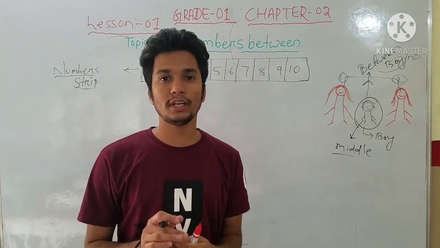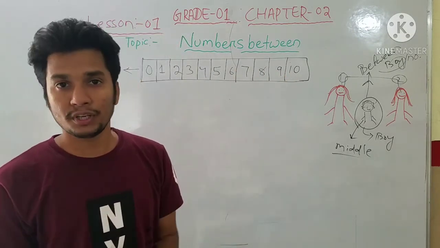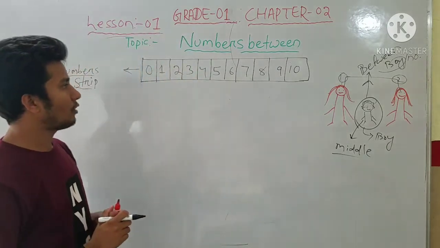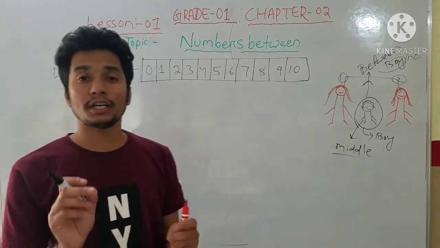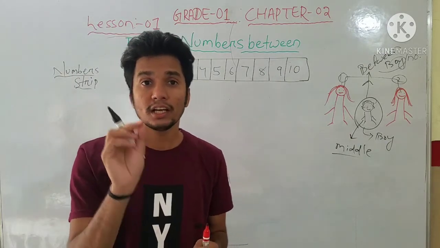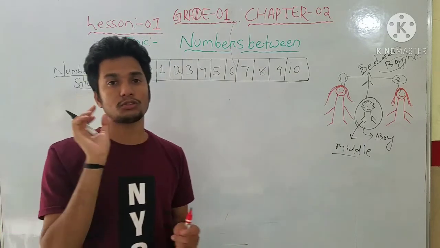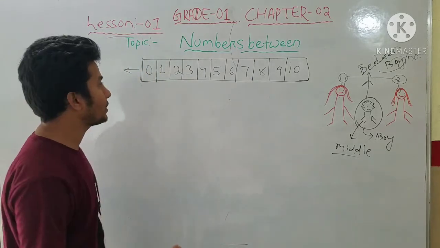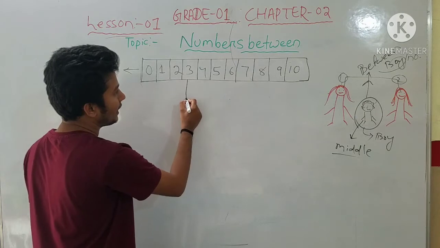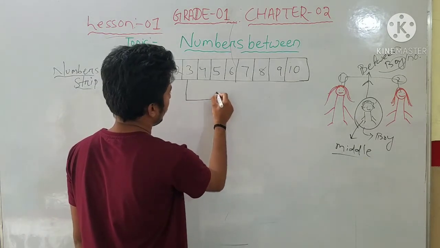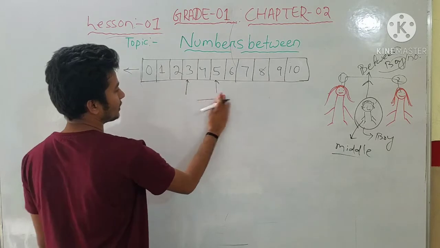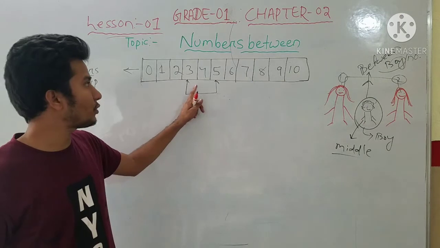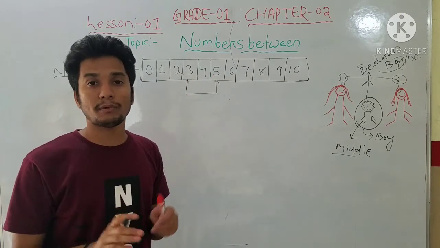Now students, we will identify the between numbers of any two given numbers. Between numbers means, students, you have to remember the middle number. It is a very short trick. You should remember the middle number. If I ask who is sitting between 3 and 5, I am asking, students, which number is sitting between 3 and 5?